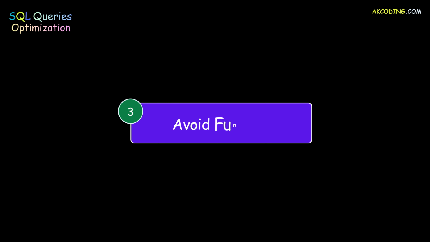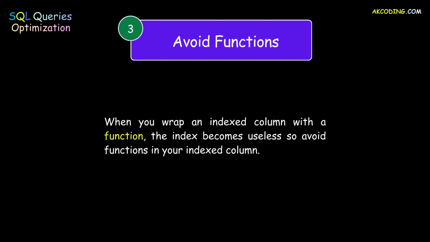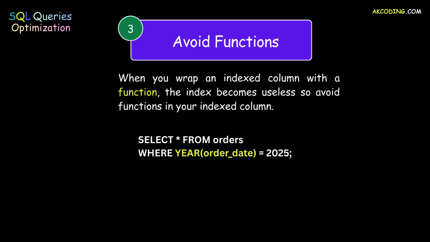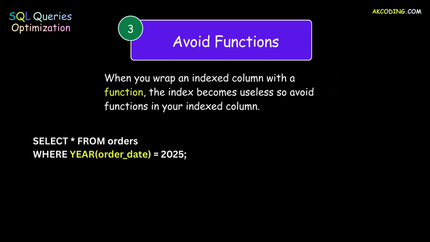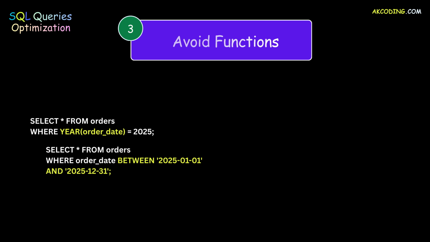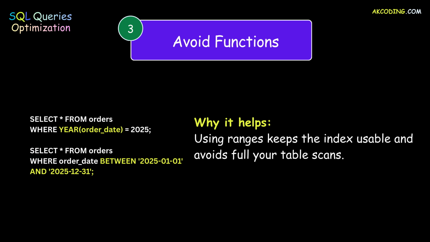Number 3. Avoid functions on the indexed column in the WHERE clause. When you wrap an indexed column with a function, the index becomes useless. Here is an example: SELECT * FROM orders WHERE YEAR(order_date) = 2025. But the good approach is SELECT * FROM orders WHERE order_date BETWEEN this AND that. Why it helps? Using ranges keeps the index usable and avoids full table scans.